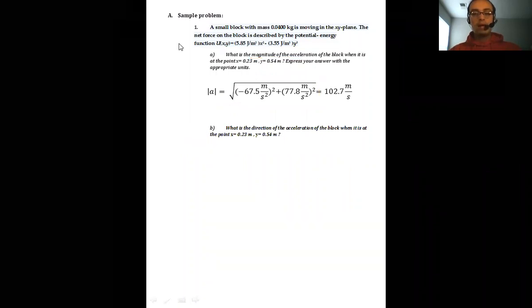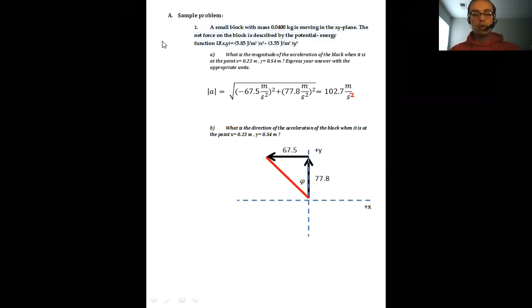In part B, we're asked for the direction. So in other words, we want to put this in polar coordinates. I'm going to put the squared back in there for a minute. So to find this direction, what we can do is say, all right, the y component of this vector is positive, and it's 77.8. The x component of the vector is negative, and it's 67.5.